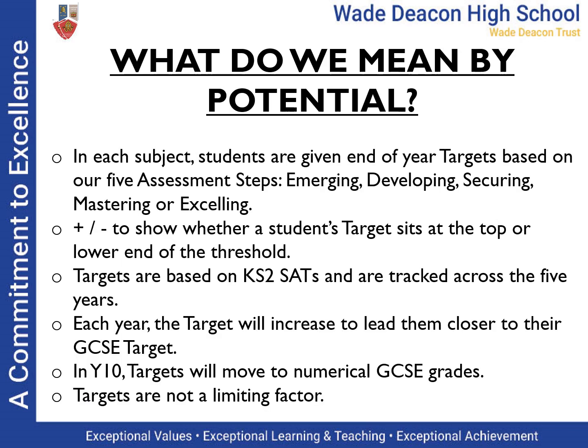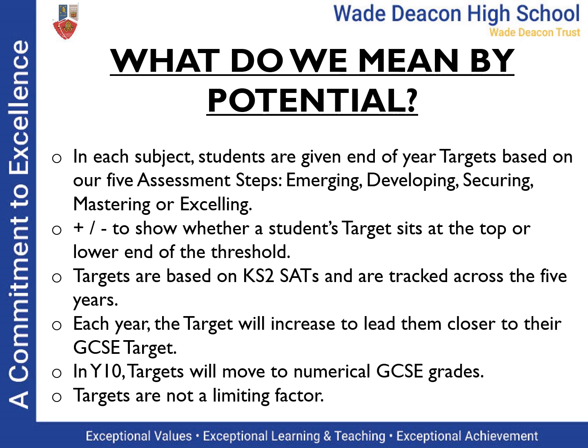What do we mean by potential? In each subject across school, students are given end-of-year targets based on our 5 thresholds: emerging, developing, securing, mastering or excelling. The target also includes a plus or minus to show whether students sit at the top or the lower end of the threshold. The information we use to set these targets is based on how your child performed in their SATs when they were in Year 6. Please note, for Year 7 students who joined us in September 2020, NFER tests were completed at the start of the year, as students in this cohort did not complete their SATs in Year 6.